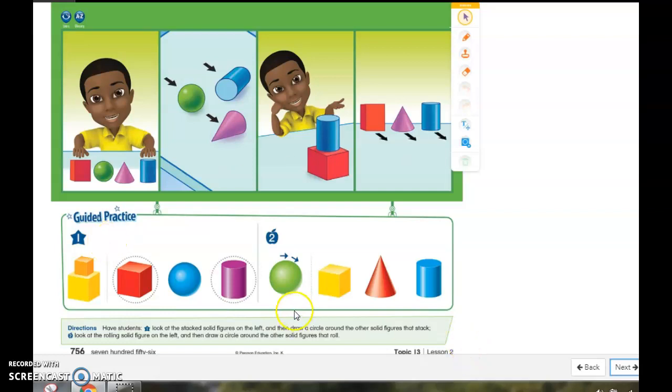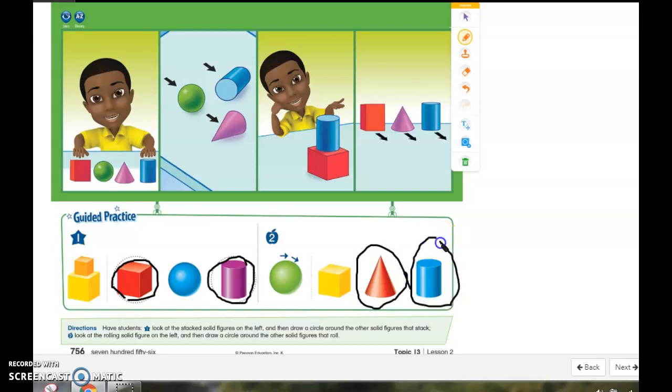Okay, so down here we're going to practice which ones do what. So the first one, you see a stack, and they want you to circle the shapes that stack, right? So we said the cube and the cylinder can stack. Now, what do you think we're trying to show here with these arrows going in this direction? Rolling, right. So which of these three figures can roll? The sphere is just our example. Which of the other three can roll? The cone can roll, and the cylinder can roll. Excellent, ladies and gentlemen. All right, let's try some more.